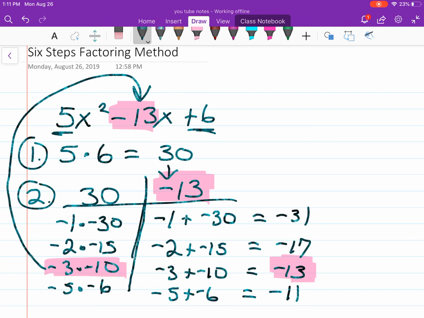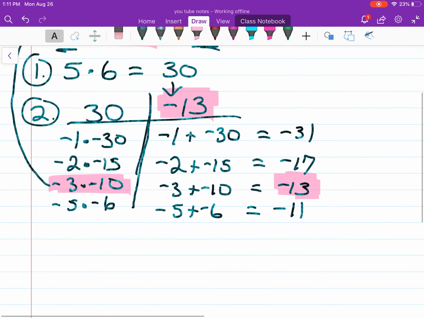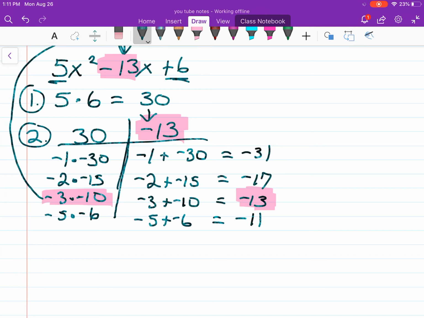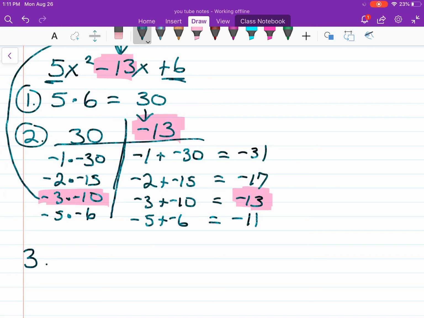I'm also going to be thinking ahead here, and you'll see this in the next few problems. I'm going to have to pull out some greatest common factors here in just a minute using that negative 3 and negative 10. And I'm going to look ahead and think, okay, which number goes better with the 5, the 3 or the 10? In my opinion, the 10 goes better with the 5, and the 3 goes better with the 6. So when I rewrite my problem, I'm going to make sure that I group what makes sense together.